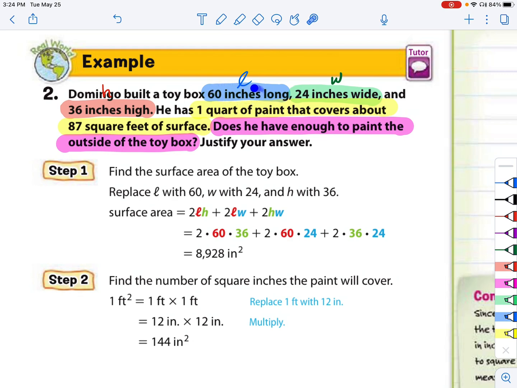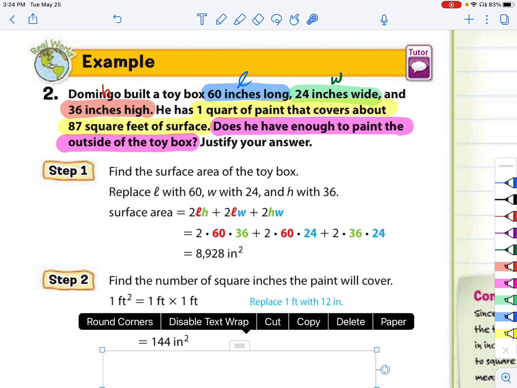Because the toy box is in inches. So now we know that 1 square foot equals 144 square inches. Okay? We can now find if he has enough paint or not. So again, what do we know?